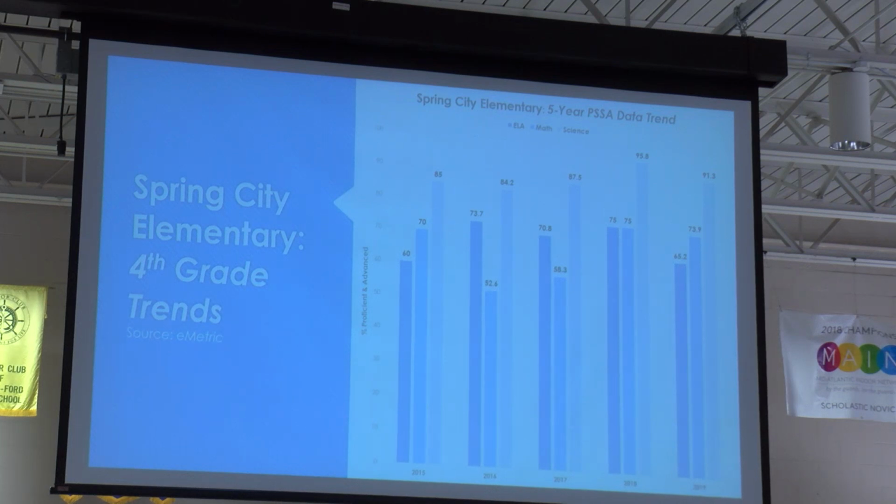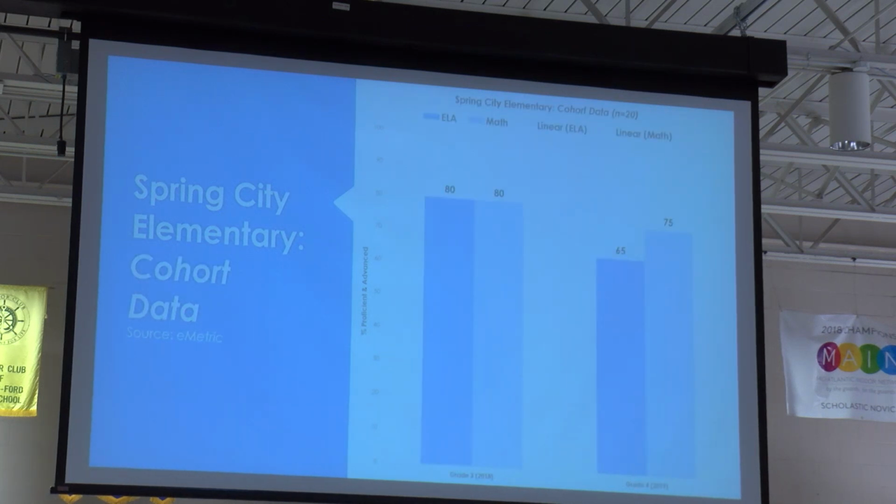Again, when we look at fourth grade, it's telling a very similar story. So you're seeing an overall trend of growth, and we're seeing across all of our elementaries, our science scores have consistently remained high throughout the years. And this is where we saw the red in the initial slide for Spring City. So we are looking to look at this cohort.